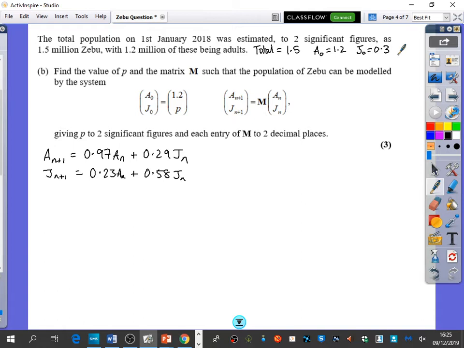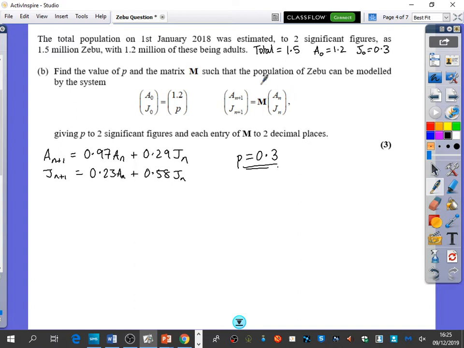It then says, find the value of P and the matrix M such that the population of zebu can be modelled by this system. This is trying to make things look as confusing as possible. P is just clearly 0.3, because we've said that the adult population to start with is 1.2, so the juvenile population is going to be 0.3. So we can state straight away that P is just 0.3.